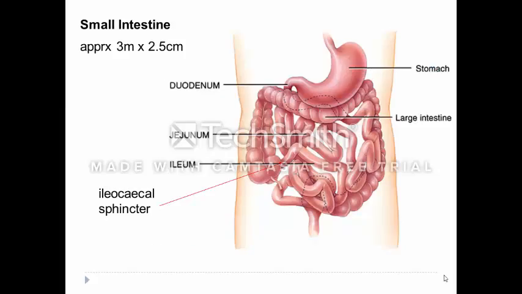The small intestine is a narrowish diameter tube about 2.5 centimeters in diameter and approximately 3 meters long. It occupies much of the abdominal cavity. For historic rather than functional reasons, it is divided into 3 sections: the initial short duodenum, which is about 25 centimeters, the jejunum, which is approximately 1 meter, and the ileum, which is approximately 2 meters. It ends in a valve known as the ileocecal sphincter.